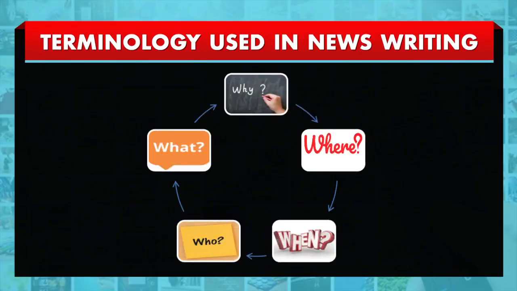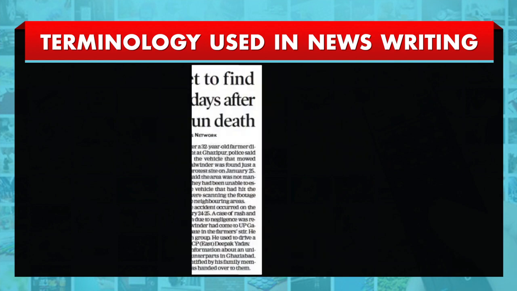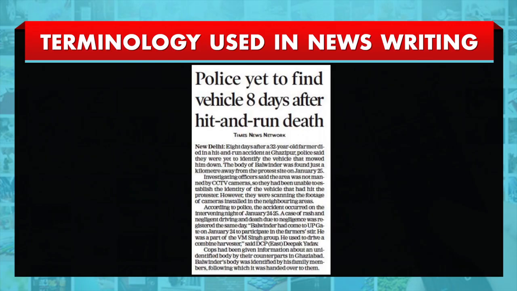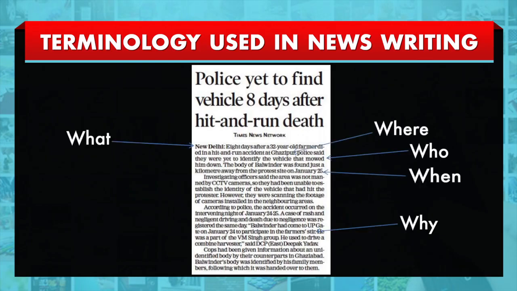The second terminology is 5 Ws and 1H. The term 5 Ws and 1H refers to the 6 basic answers to the questions that reporters carry in their stories. When we read a news story or any article in a newspaper or magazine, we want to know about these 6 answers. The 5 Ws and 1H include who, what, where, when, why and how.